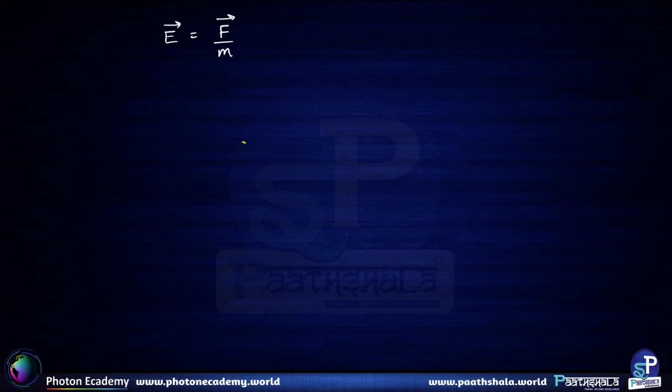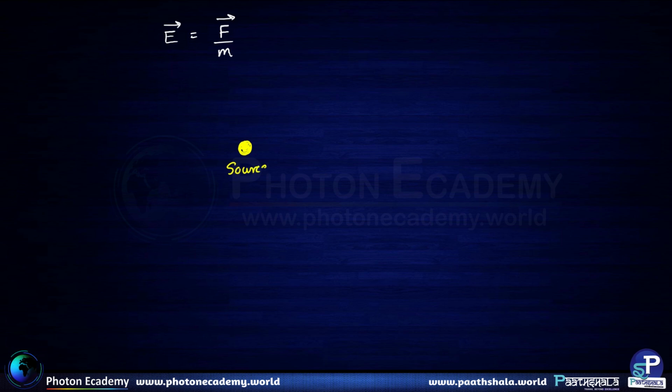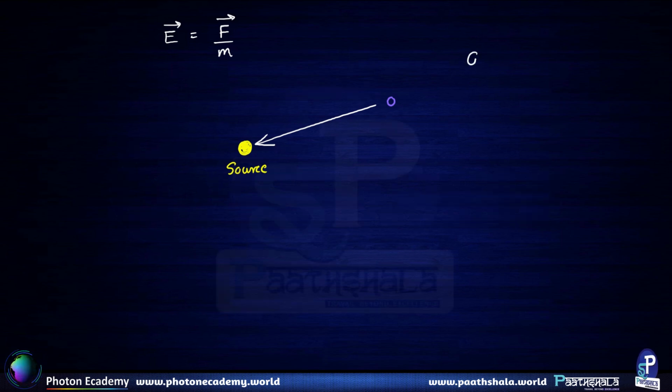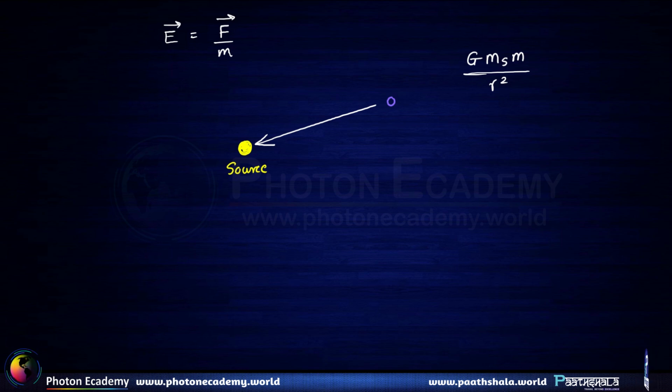So let us say this is the source mass. This is the source of the gravitational field. And let us say this is the test mass. So the gravitational field, because of the source, is going to point towards the source, and the force is going to be given as G, mass of source, into the test mass, which is being represented by the letter small m, upon r square. And this field points towards the source mass. So this is the direction in which it points.